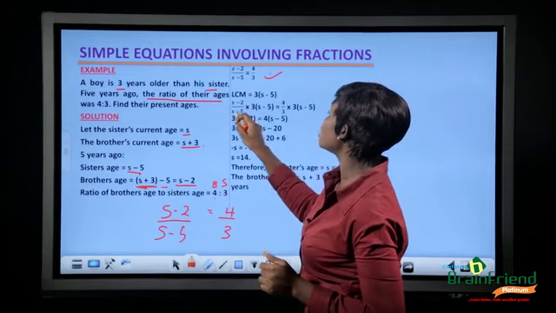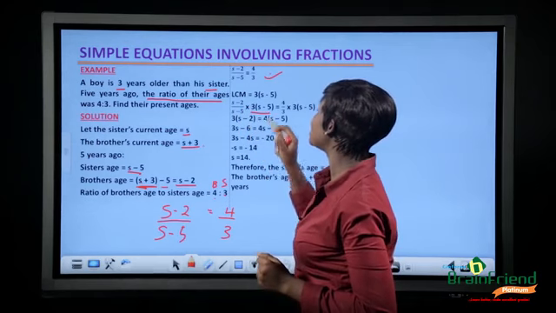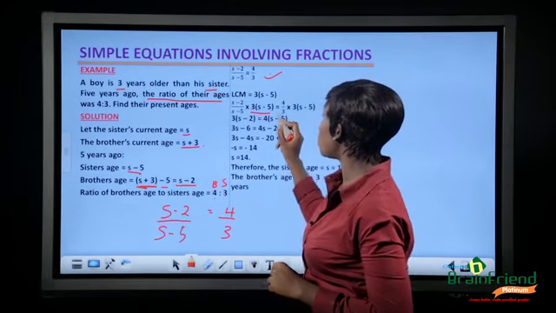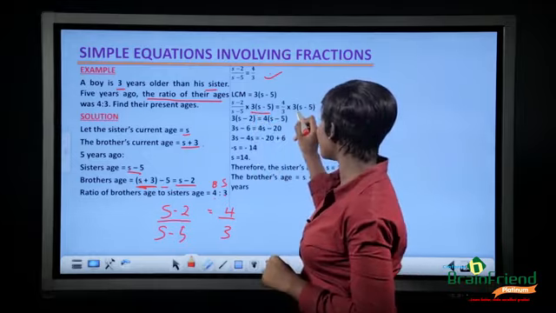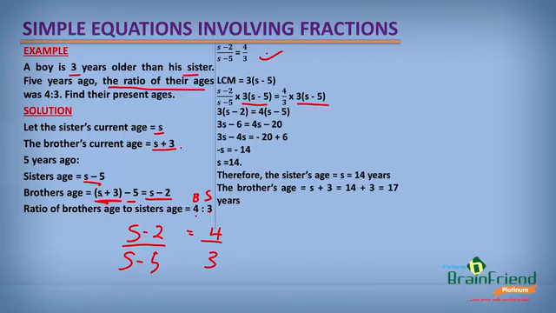So we multiply each term by the LCM of both denominators. S minus 2 over S minus 5 times the LCM, 3 times S minus 5, will be equal to 4 over 3 times the LCM, 3 times S minus 5. So S minus 5 here cancels out S minus 5. We are left with 3 times S minus 2, which is what is here. And 3 here cancels out 3, so we are left with 4 times S minus 5. Now expanding our brackets, 3 times S gives 3S, 3 times minus 2 gives minus 6, 4 times S gives 4S, and 4 times minus 5 gives minus 20.